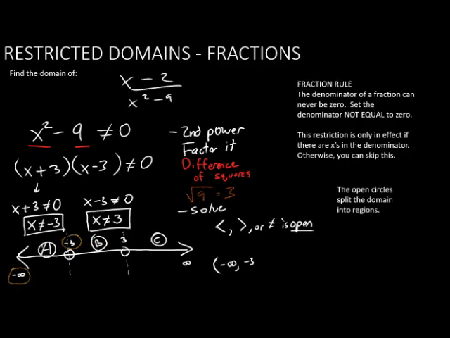Negative infinity will always get a parentheses, and because the -3 is an open circle, we mean to use parentheses as well. So we'll say (-∞, -3), then we'll say union to show there's another piece coming. Piece B will go from -3 to positive 3, and so we'll write in parentheses (-3, 3), and then union, and continue to region C.